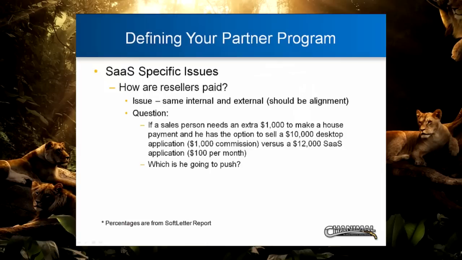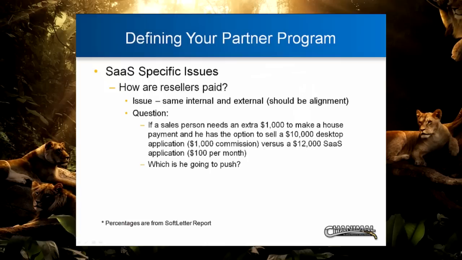Okay, here's another question. There needs to be alignment. For example, if your internal people get paid a certain amount and on a certain basis, and your resellers don't, then you're going to have some problem. A salesperson needs an extra $1,000 to make a house payment. He has an option to sell a $10,000 desktop and make a $1,000 commission, versus a $12,000 SaaS application, $100 a month. So he'll make $200 more money on that. The problem is he's only getting $100 that month with this particular model. So what's he going to push? He needs $1,000. He's going to push the desktop application.